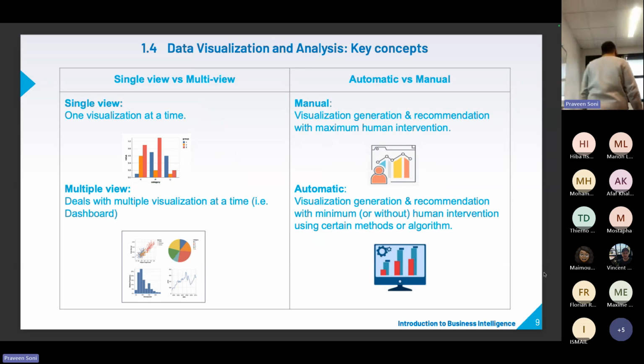This is what I was trying to say, the difference between a single visualization and multiple visualizations. When you have only one visualization, like a bar chart or scatter plot, which you can see here, it is a single visualization because it is only one. But when there is more than one visualization, what do we call it? We call it a dashboard, or multiple visualizations.